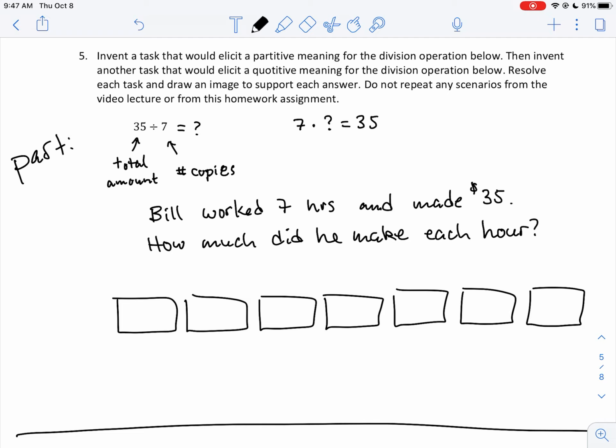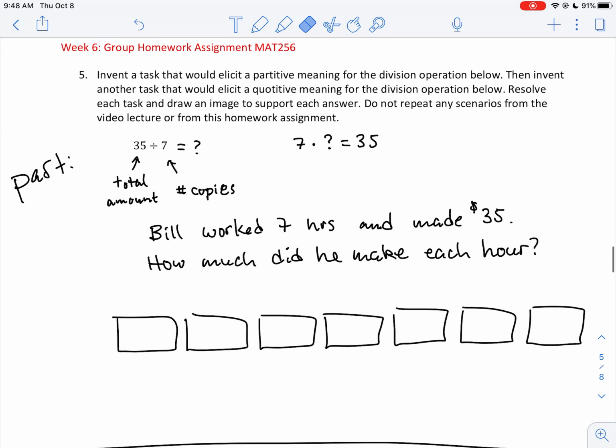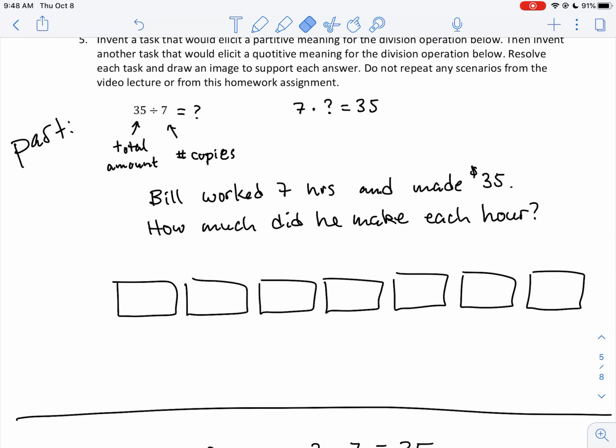This sometimes takes a little bit of practice to make sure you phrase your questions well so that it implies a missing multiplicand task. But I went with Bill worked 7 hours and made $35. How much did he make each hour? So each hour is like a copy. So we're trying to say, hey, 7 copies of what make 35?